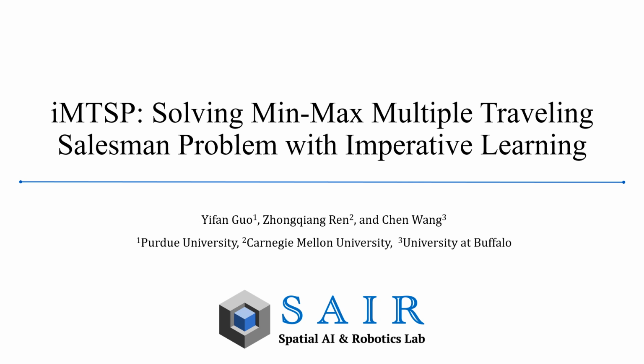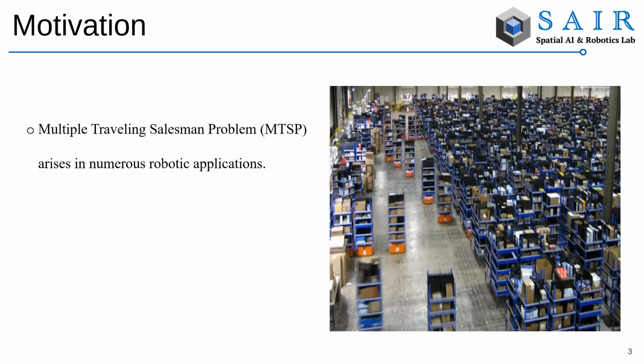Here is a presentation of iMTSP: solving min-max multiple traveling salesman problem with imperative learning. The multiple traveling salesman problem, or MTSP, seeks tours for multiple agents such that all cities are visited exactly once while minimizing an objective function defined over the tours. It arises in numerous robotics topics such as automated agriculture and warehouse logistics.